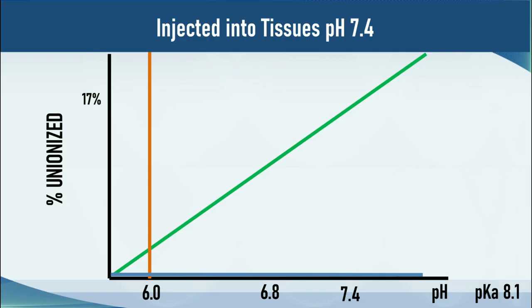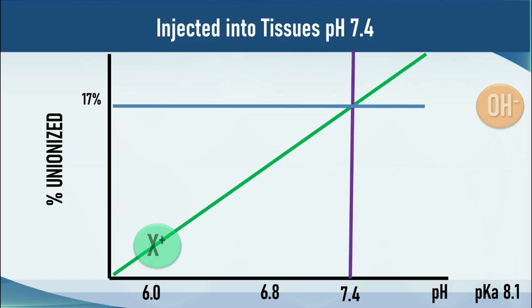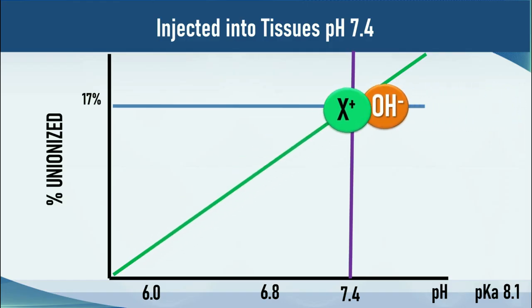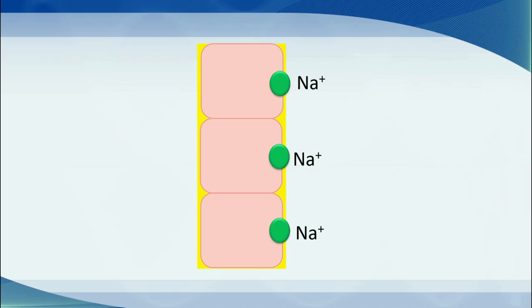Once the local anesthetic has been injected into the tissues, then the chloride diffuses away and the pH in which the anesthetic is injected rises. The result is that the drug becomes more associated, in this case to about 17%. In this state, the drug is significantly more lipophilic. And that matters because a lipophilic drug can pass through the myelin sheath, the cell membrane of the neuron.